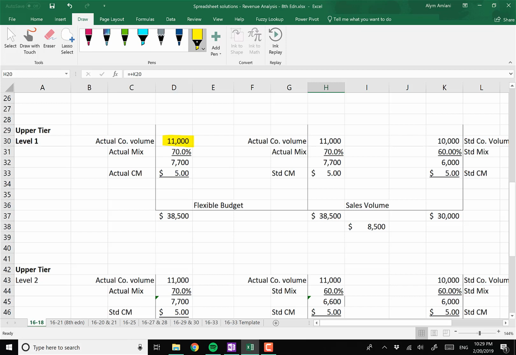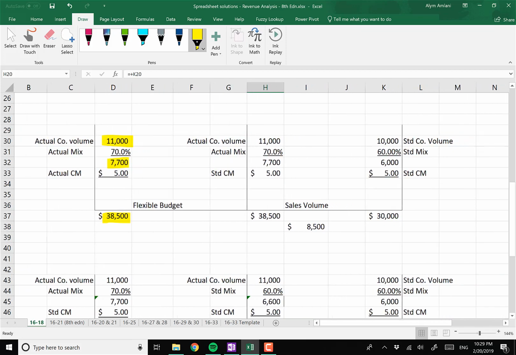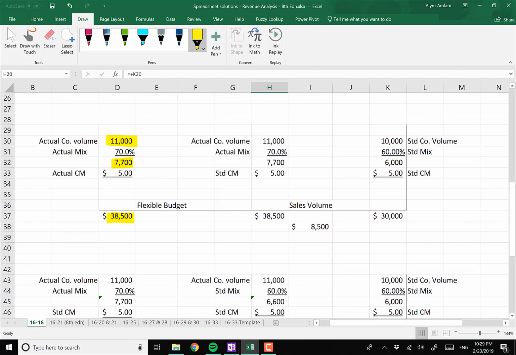Our actual company volume is 11,000. Our actual mix, well, we actually sold 7,700 seats, and we can work backwards to get our actual mix of 70%. At an actual contribution margin of $5, this gives us $38,500. Now again, we don't have a flexible budget variance here because we're told that both the actual and the standard contribution are $5.